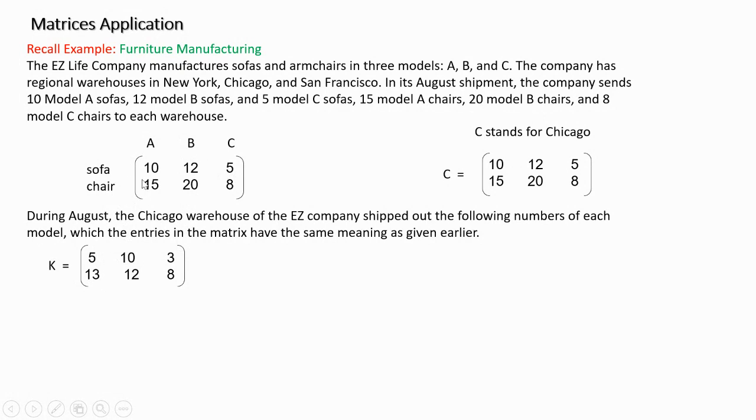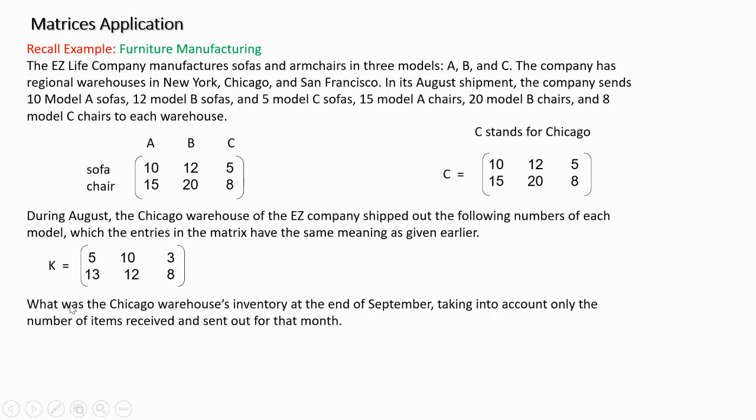And 13 Model A chairs, 12 Model B chairs, and 8 Model C chairs. Right? That's what was sent out. So what was Chicago's warehouse inventory at the end of September, taking into account only the number of items received and sent out for that month?